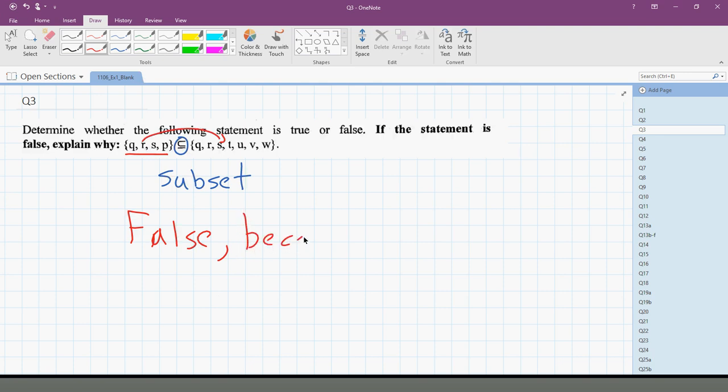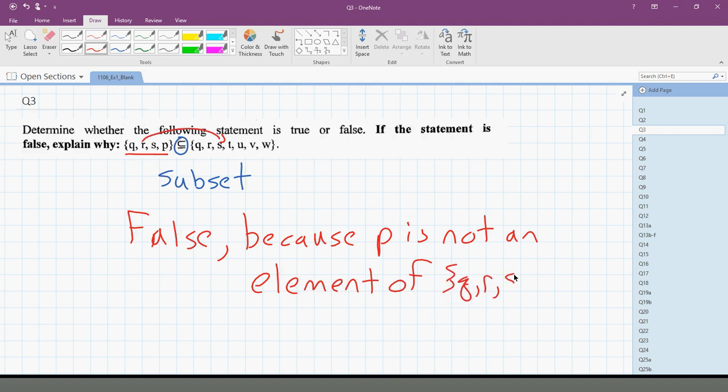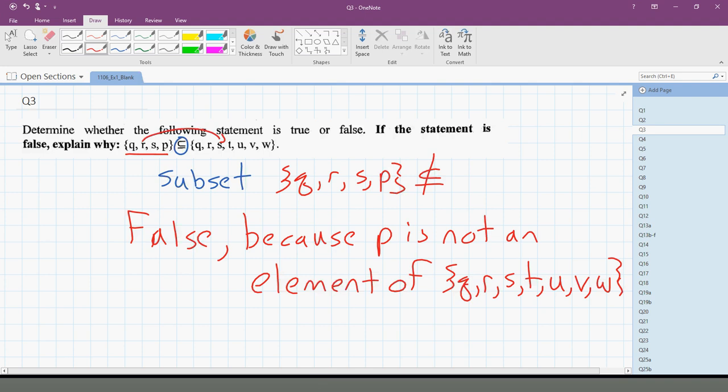And that's just because P is not an element of the set Q, R, S, T, U, V, W. Another way that you could have fixed this, if you wrote out the set, is to adjust the subset symbol with a line through it, saying it's not a subset of Q, R, S, T, U, V, W. Lots of different ways to answer this. There is some leeway for you. Whether you like to write it out in a sentence or just change the symbol, it's all good. Any questions on this guy? Right on. Moving on.